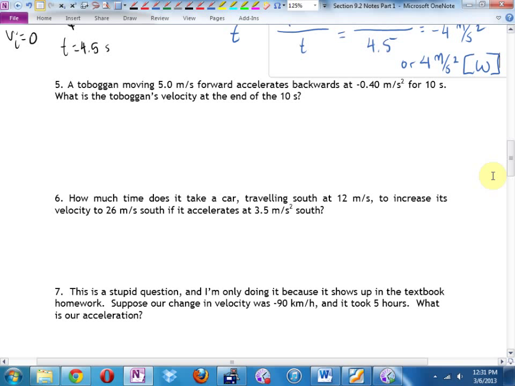Number 5. A toboggan moving 5 meters per second forwards accelerates backwards at negative 0.4 meters per second squared for 10 seconds. What's the toboggan's velocity at the end of the 10 seconds? By the way, accelerating backwards, if you're traveling forwards, you know what we call that? Slowing down. Okay? Just slowing down is kind of a vague one.